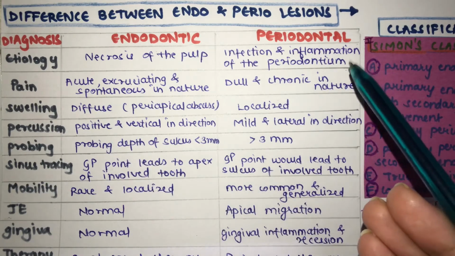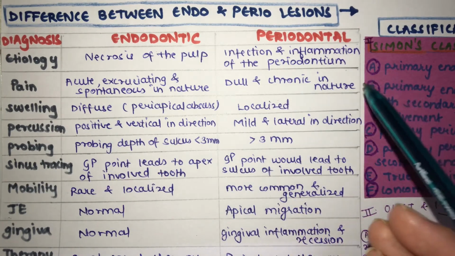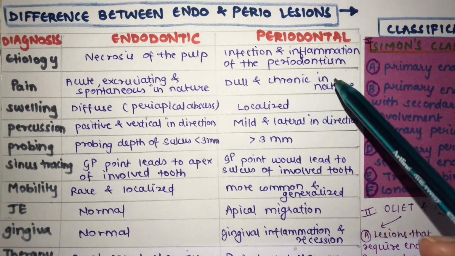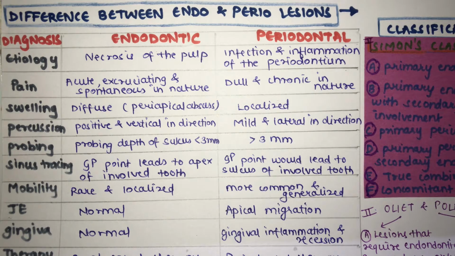The pain in endodontic is acute, excruciating and spontaneous in nature, whereas in periodontal it is dull and chronic, and because of that the patients usually do not come if they have periodontitis, because they won't feel that pain. So in periodontal lesions, the pain is dull. Then the swelling you will see is diffuse.